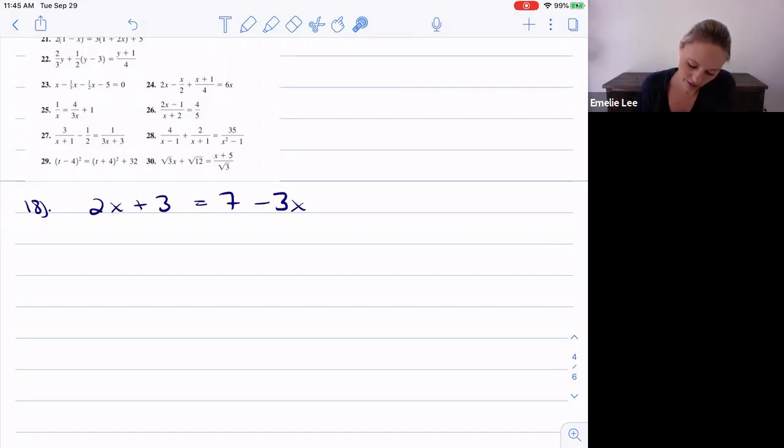So just looking here, if I had to move this 2x over to the right-hand side, then I would have to subtract 2x from both sides. So then I'd have negative 3x minus 2x, making a negative. Same thing if I had to move this 7 over to the left-hand side, I'd have to subtract 7 from both sides. So then I have 3 minus 7. Fine, I've got a negative equals a negative. They can cancel, but in general, I like to avoid it if I can. So what I'm going to do is move the negative 3x over to the left-hand side and move this 3 over to the right-hand side.